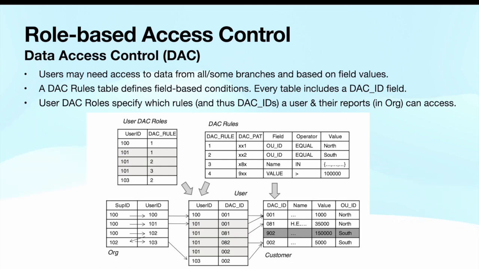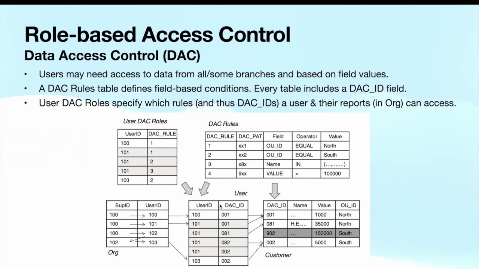This really clarifies things. We have a DAC rules table. This defines field-based conditions for access. Each table needing DAC gets a DAC ID field. This DAC ID links a data record to a specific rule. Then, there's a user DAC roles table. This specifies which DAC rules a user can access. It can even include organizational hierarchy. The arrows in the diagram show how users link to rules, and rules link to data records via the DAC ID. It's a powerful filtering mechanism.